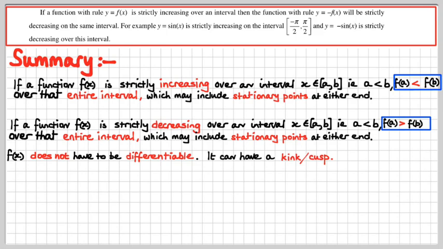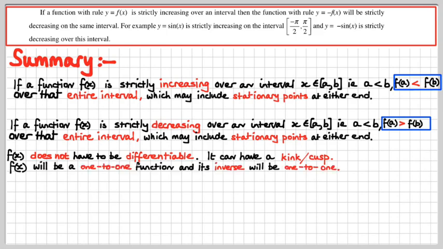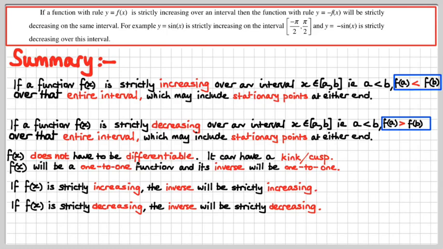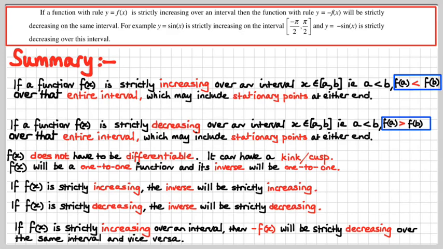Now, what else have we got here? F of x does not have to be differentiable. No, it doesn't. It can have a kink or a cusp. That's all right. F of x will be a one-to-one function, and its inverse will be one-to-one. And if f of x is strictly increasing, the inverse will be strictly increasing. And if f of x is strictly decreasing, the inverse will be strictly decreasing. We're going to have nightmares about this. If f of x is strictly increasing over an interval, oh yes, that's this bit up here, then minus f of x will be strictly decreasing over the same interval, and vice versa.